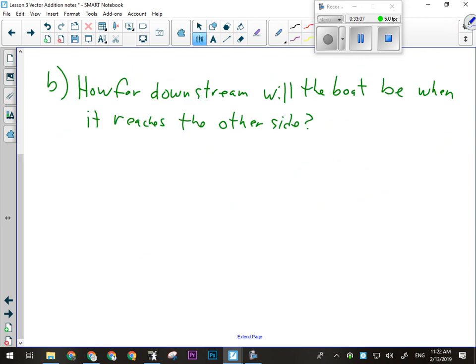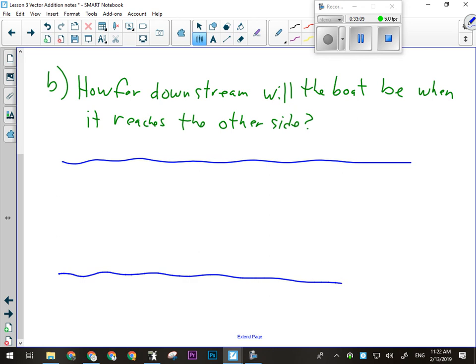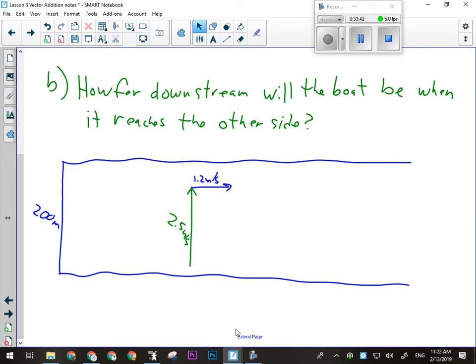Okay, so the way we draw this looks something like this. Here's my river. It is 200 meters wide. That's a displacement vector. Now the two speeds we were given were a rowing speed, 2.5 meters per second, and then a current speed of 1.2. If I'm rowing across the river, are both of those velocities happening at the same time? Yes, but they're still going to add up to me doing this overall.